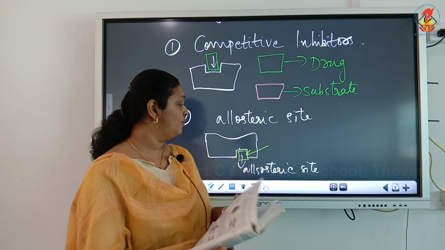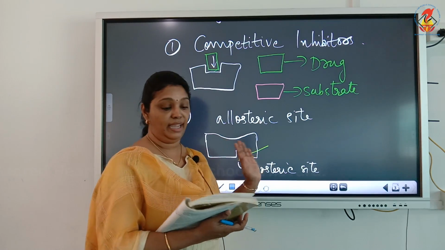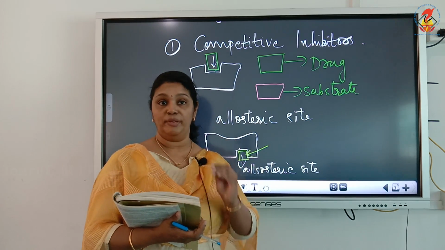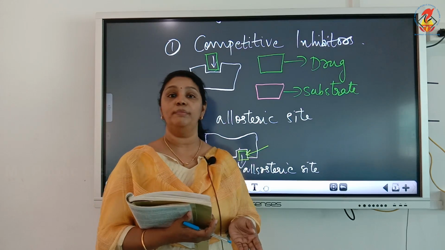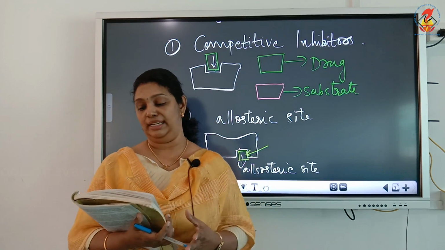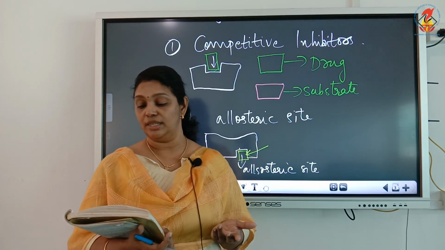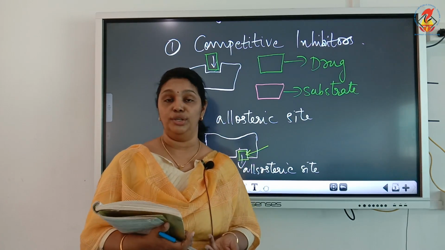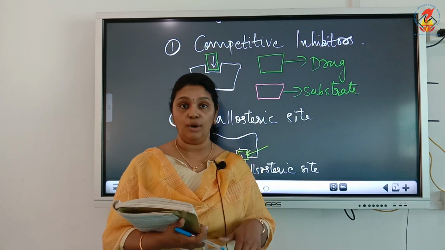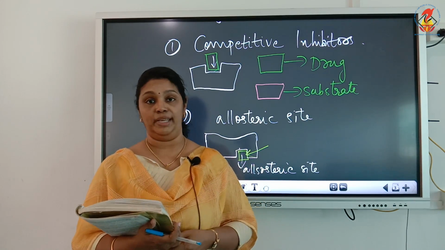Now a bond is formed between this drug and the enzyme. If a strong bond is formed, then it cannot be broken easily, then the enzyme is blocked permanently, and the body then degrades the enzyme inhibitor complex and synthesizes a new enzyme. So this is how drug enzyme interaction takes place.